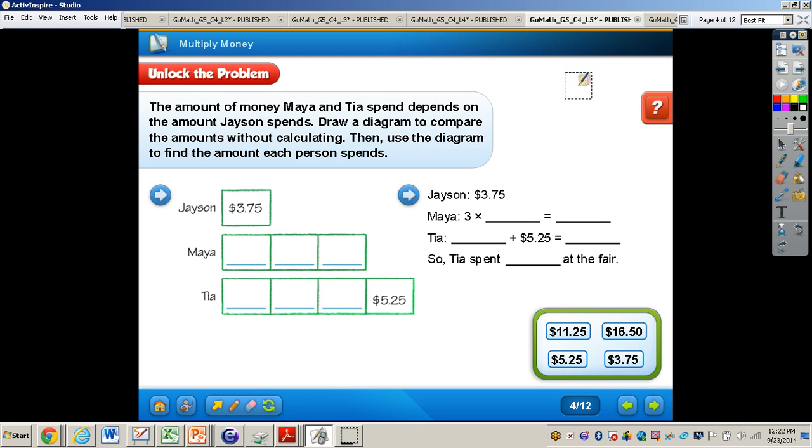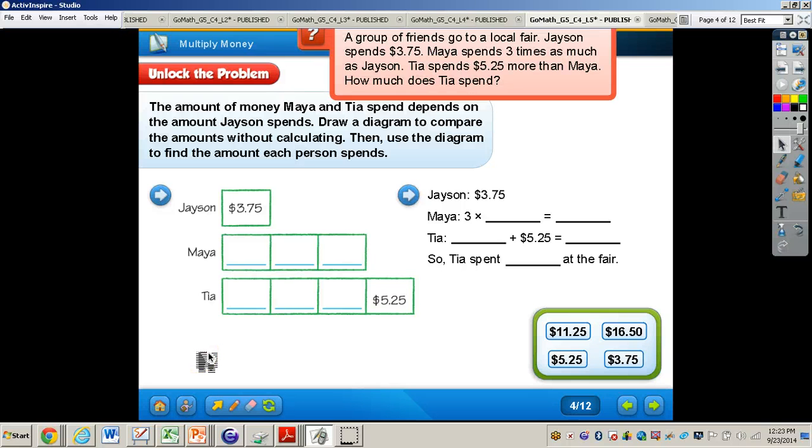So let's go to that solve the problem section. Alright, now we can see that the amount of money Maya and Tia spend depends on the amount Jason spends. So it says draw a diagram to compare the amounts without calculating, then use the diagram to find the amount each person spends. Now we have our diagram set up, and it says that a group of friends go to a local fair. Jason spends $3.75. So we have a box. We have Jason. We have that box, $3.75 right here labeled.